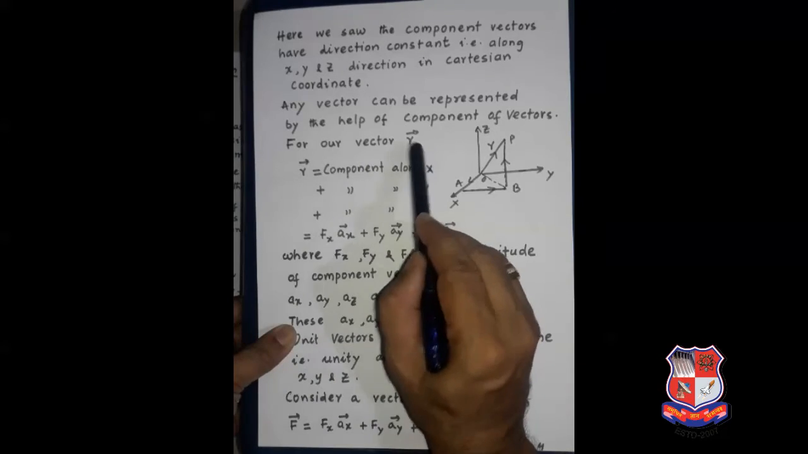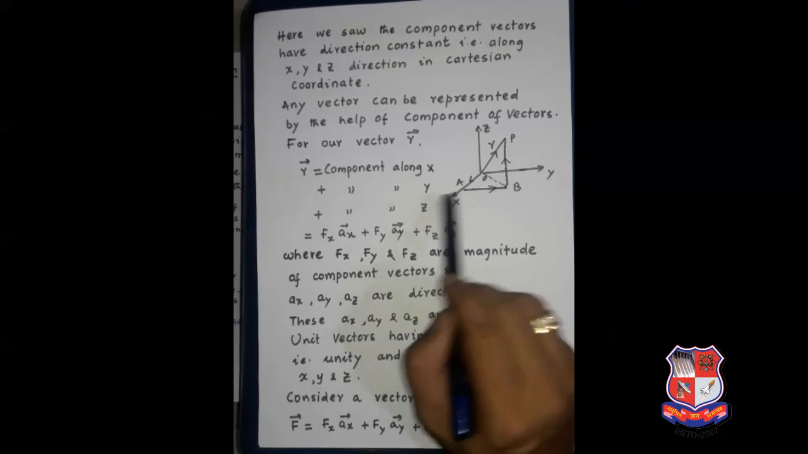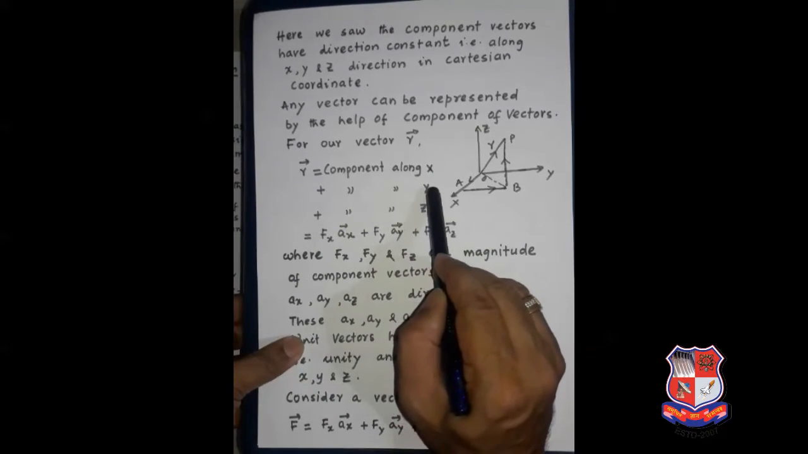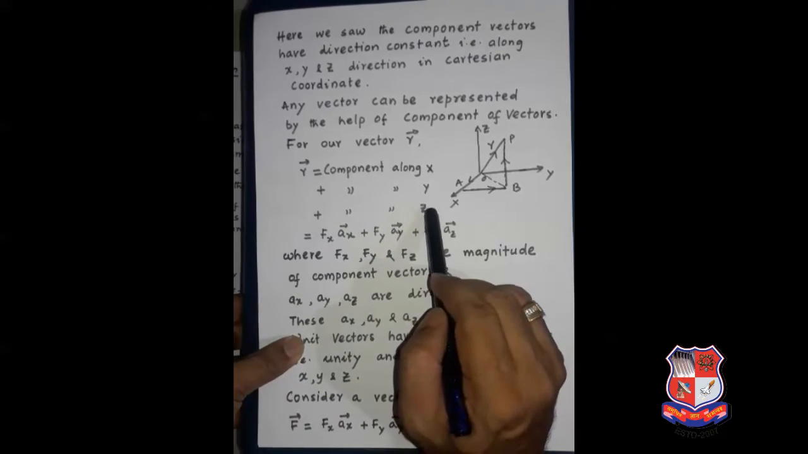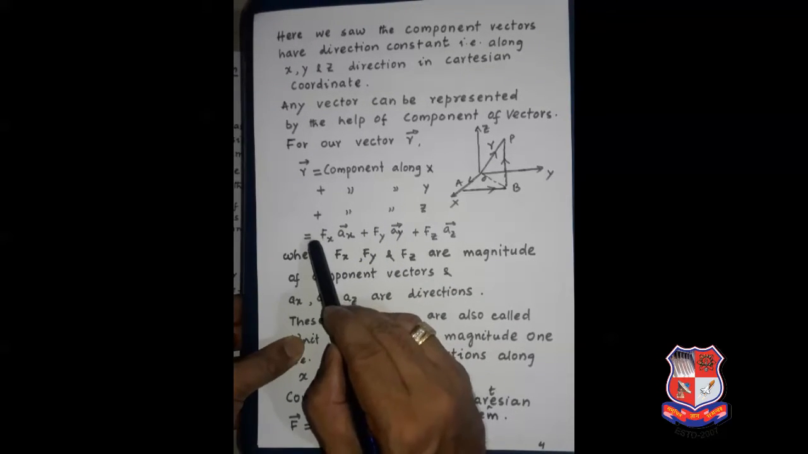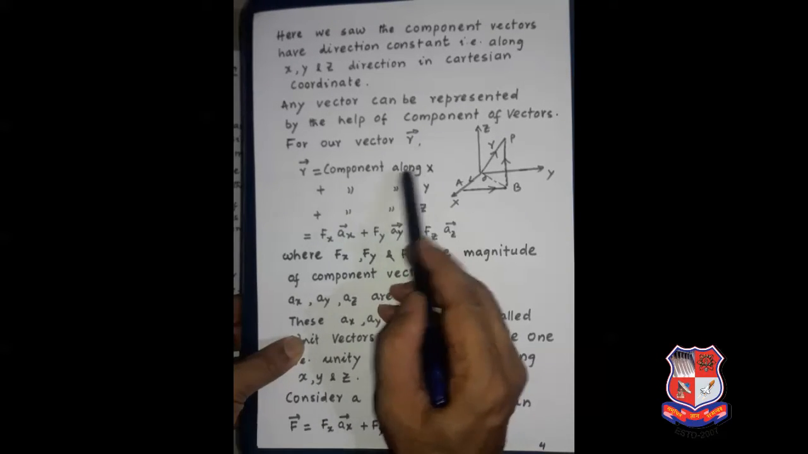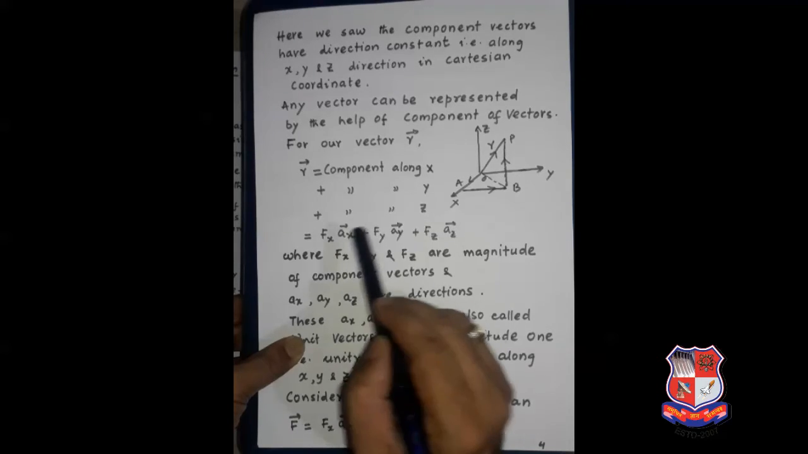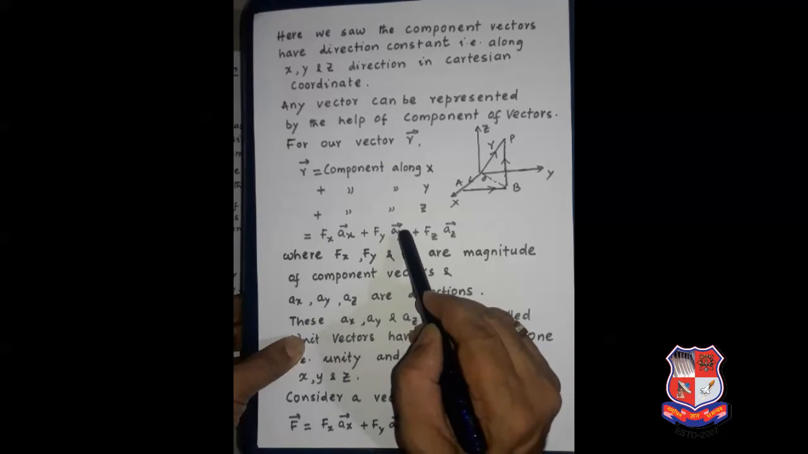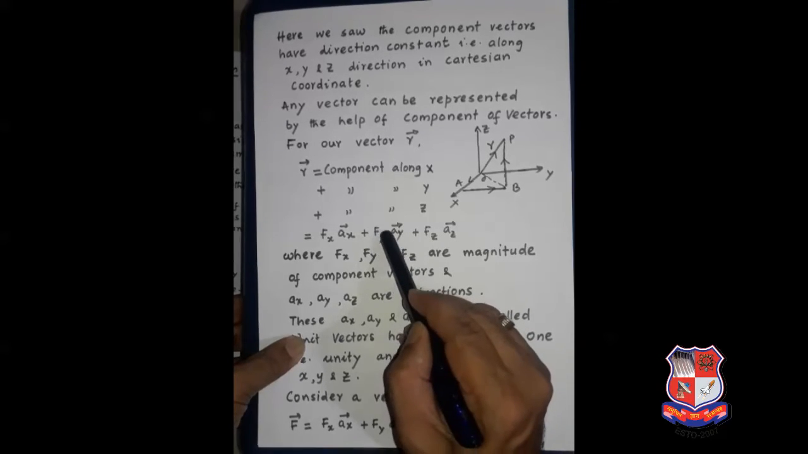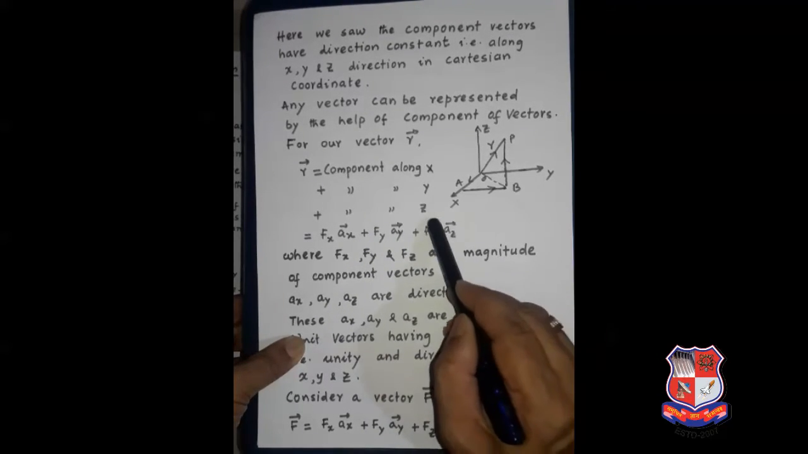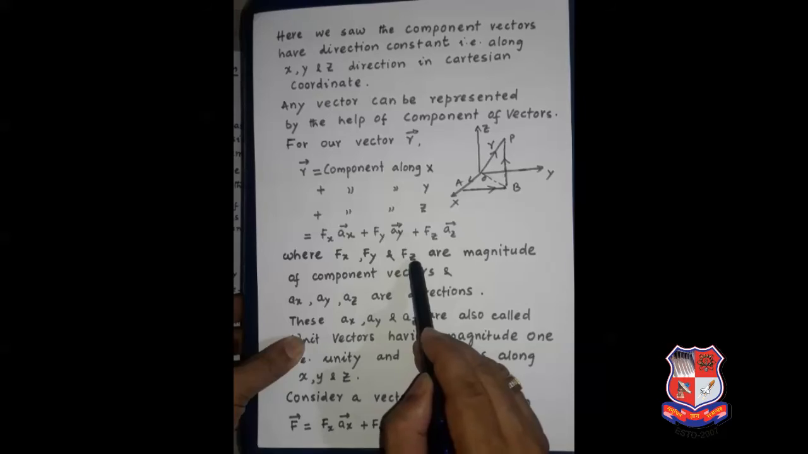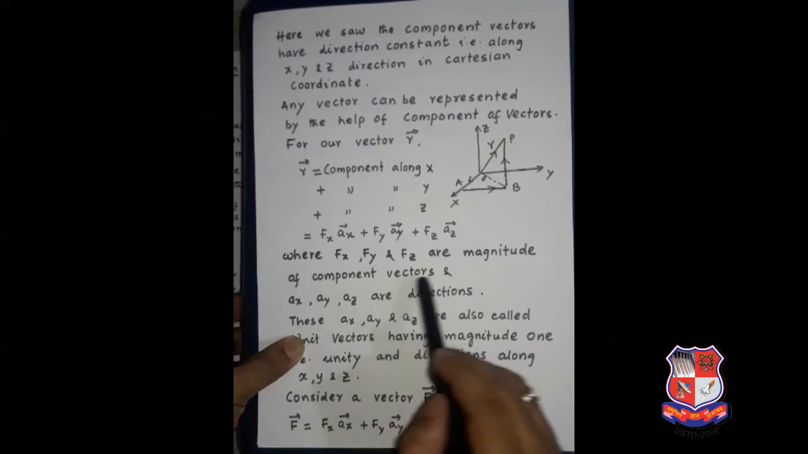So for any vector R, I can write, again I have drawn the same figure here, R is equal to the component along x plus the component along y direction plus the component along z direction. So that can be equal to, if I take the component along x, fx is the magnitude and ax is the direction. Similarly, along the y direction, ay is the direction, fy is the magnitude of the component. Along the az direction, fz is the magnitude of the component. So fx, fy and fz are all magnitudes of component vectors.